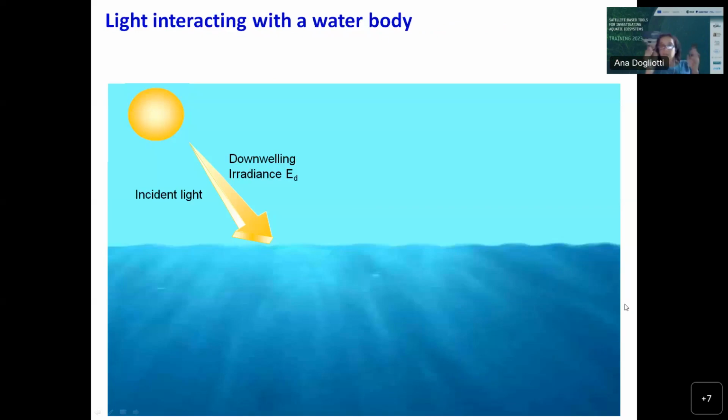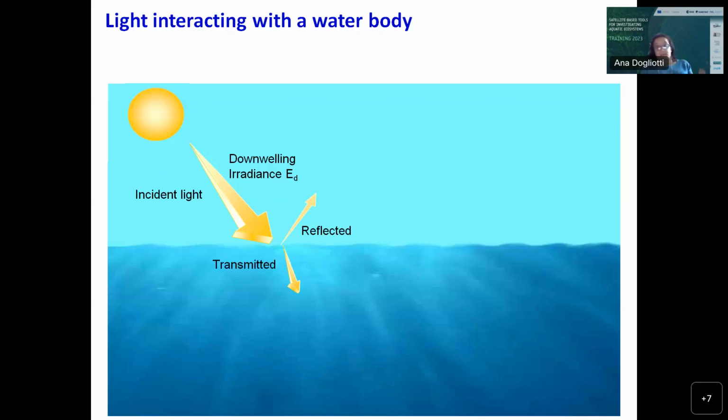Going specifically into the water, what happens? We have incident light that comes from the sun, what we can call downwelling irradiance, a type of radiance energy basically. Part of it can be reflected. In this case it is what we call sunglint, which is a specular reflection. It's like when we look at the water and you see a mirror. It's actually the light that is specularly reflected, so it doesn't interact with the water, but only with the surface.